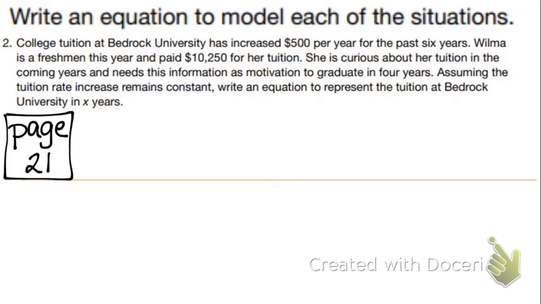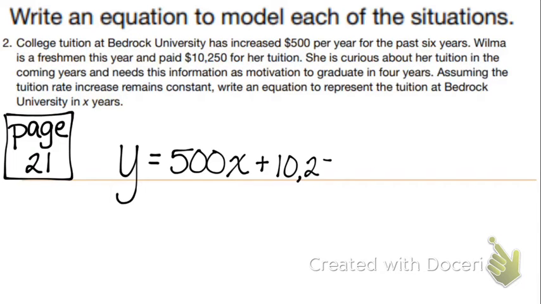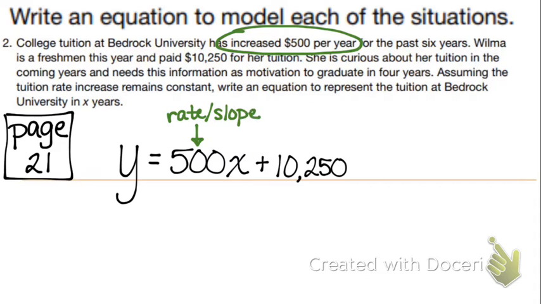Group number 2. What is your equation? Y equals 500x plus 10,250. Awesome. Tell me how you came up with your equation. So we knew that it increased by 500 per year. So per year is the x, and then 500 is the number, and then the y-intercept would have been 10,250 because that's how much you started with. Yeah, this is the starting amount, at least when she started at the school. It's not the starting tuition of all time, but as far as Wilma is concerned, this was the starting tuition.